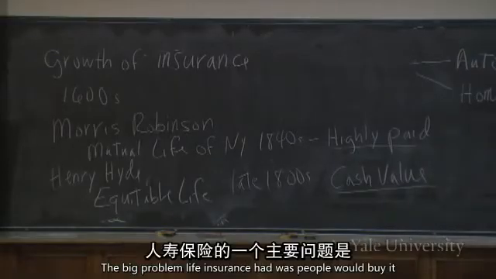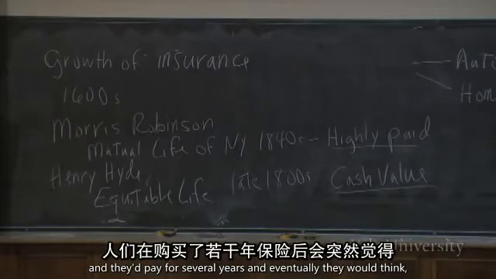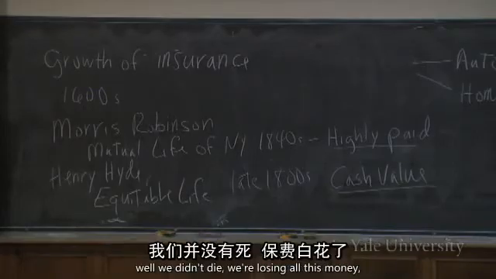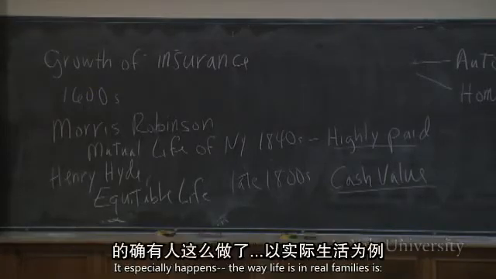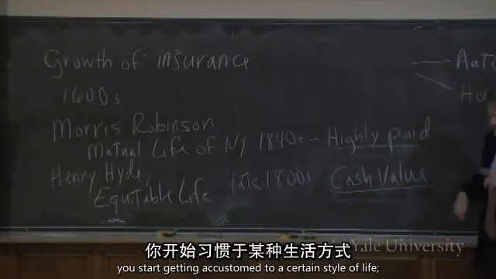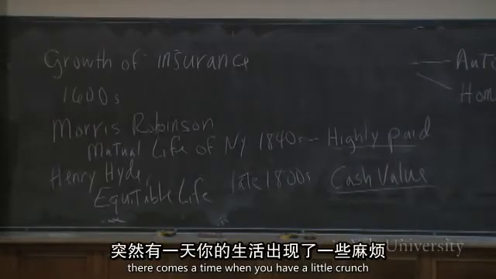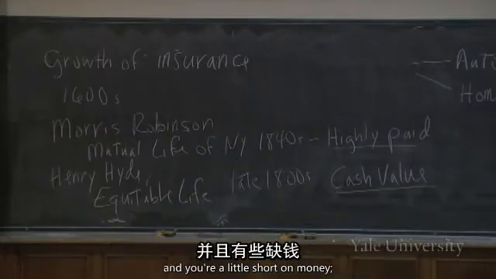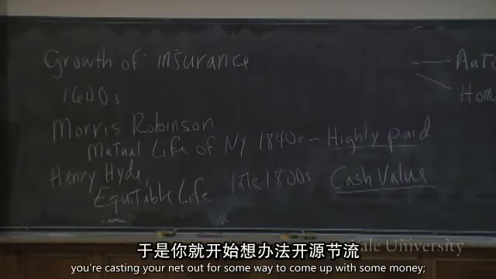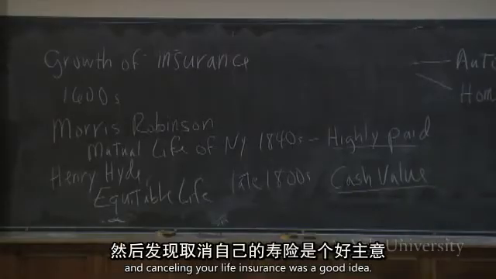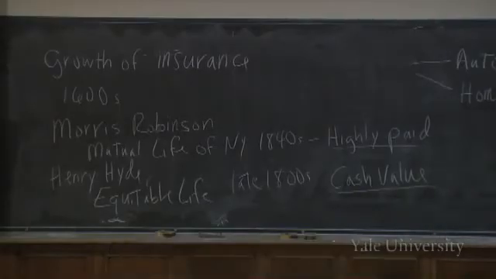The big problem life insurance had is people would buy it and they'd pay for several years. And then eventually they would think, well, we didn't die. We were losing all this money. Let's just cancel the insurance. It especially happens, the way life is in real families, you start getting accustomed to a certain style of life and you start spending more and more money. And then there comes a time when you have a little crunch and you're a little short on money. And so you're casting about for some way to come up with some money. And so canceling your life insurance was a good idea.